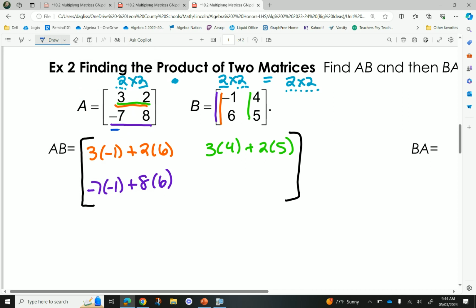All right, last one. So we're going to do second row and second column. So negative 7 times 4 plus 8 times 5.